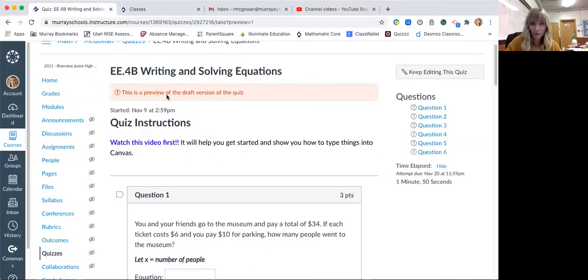I have a piece of paper. That is absolutely what you need. So get a piece of paper, label it with the EE.4B, Writing and Solving Equations. That's the title of this quiz. Get your paper, get it all labeled, and here we go. I'm going to take you back and forth a little bit from your Canvas screen to then show you what I'm writing down, just to make sure you're with me.